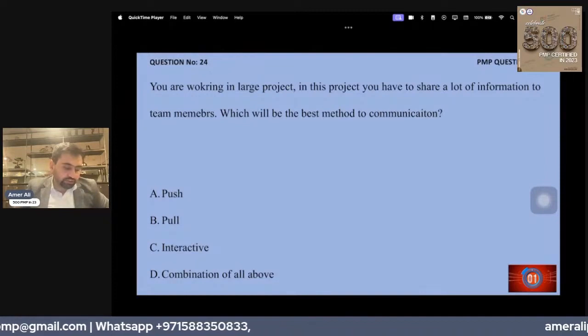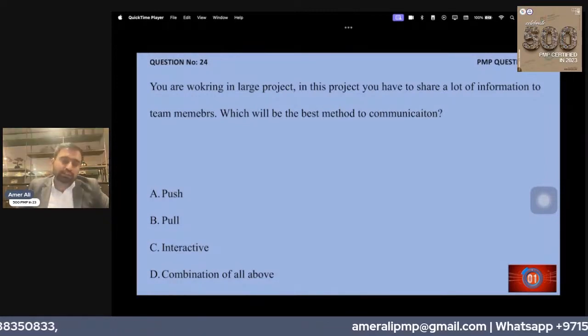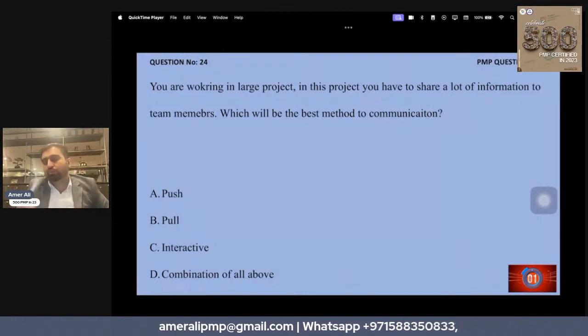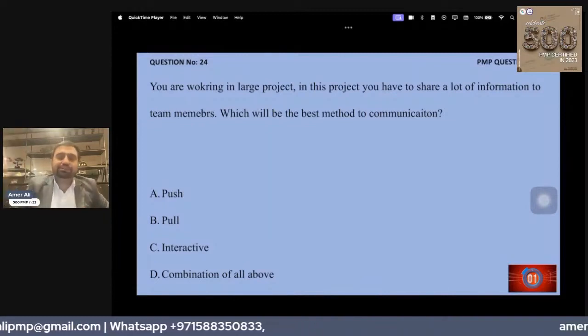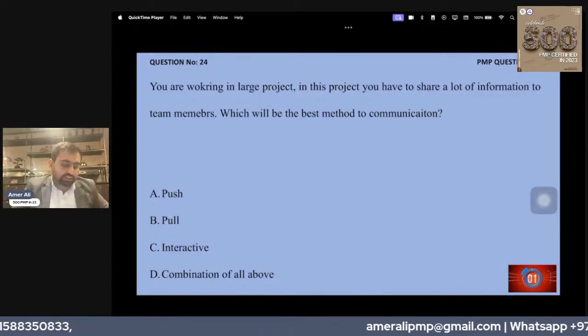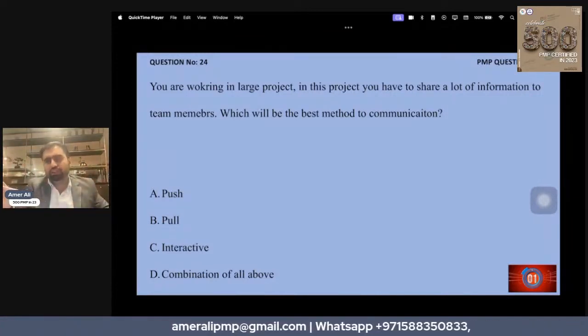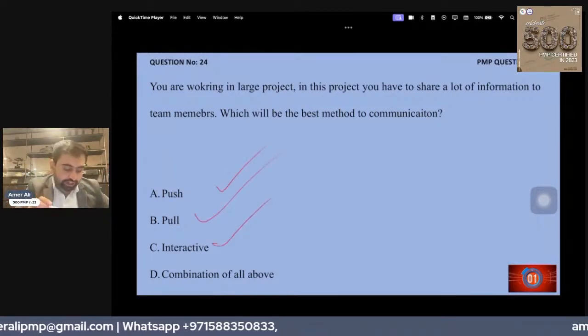Of course, there's a difference between lessons learned register and lessons learned repository. Lessons learned register is basically one register that you are writing down for your project. Repository will be the entire database, also the past registers. So here, since you have a lot of information in the project, push can be used, pull can be used, interactive can be used.